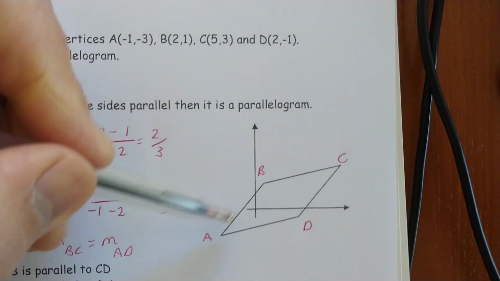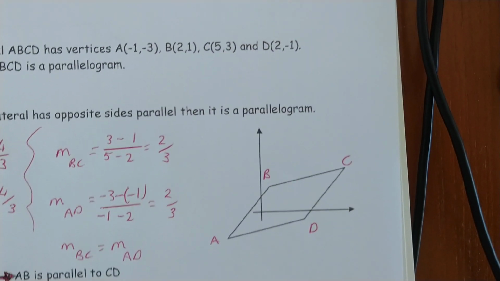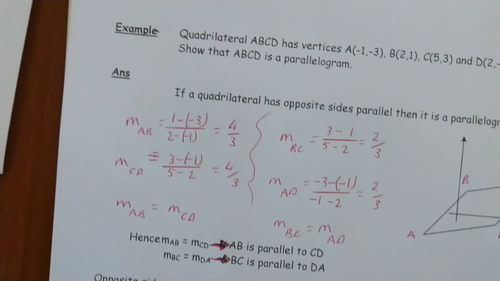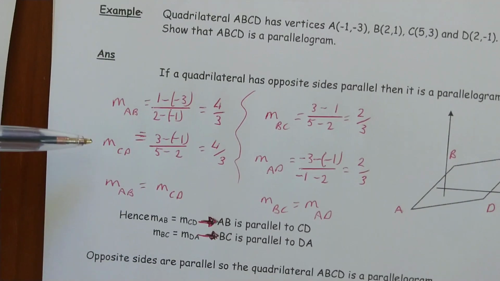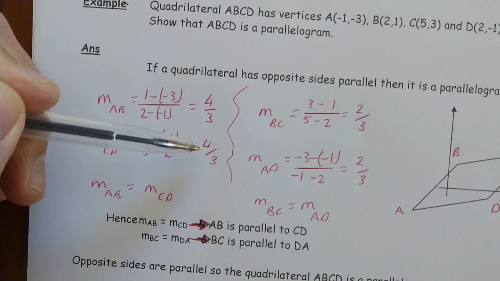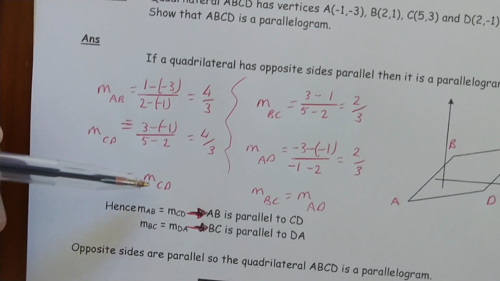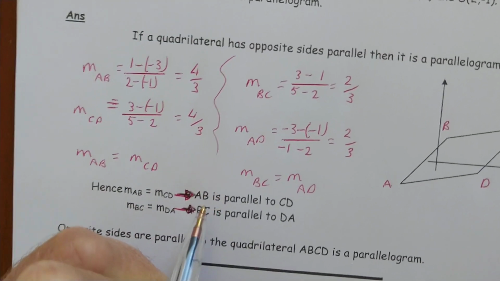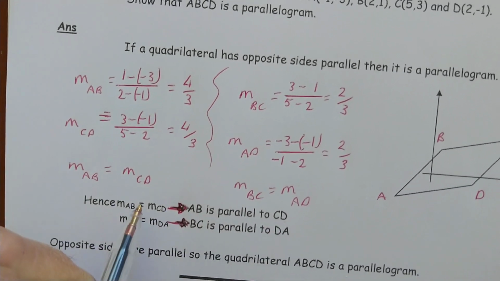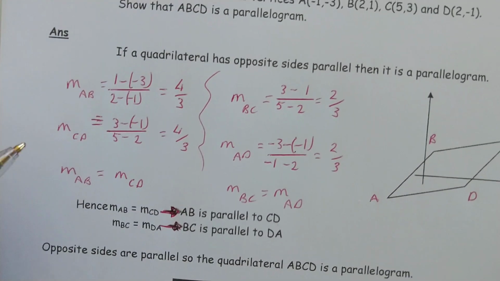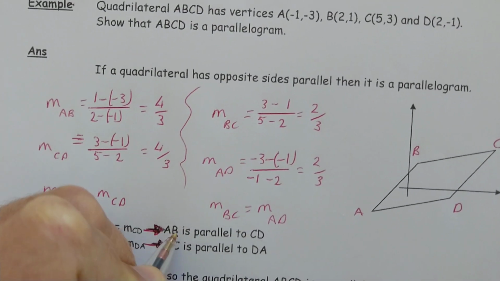So work out the gradient of AB and the gradient of CD, or DC if you prefer, and hopefully they'll be the same. Using the coordinates, changing y over changing x, the gradient of AB works out as 4 over 3. Gradient of CD, surprise, surprise, also works out as 4 over 3. So I can say the gradient of AB equals the gradient of CD. Therefore, AB is parallel to CD. You have to say that. Because the gradients are the same, that means they're parallel. You should state that.